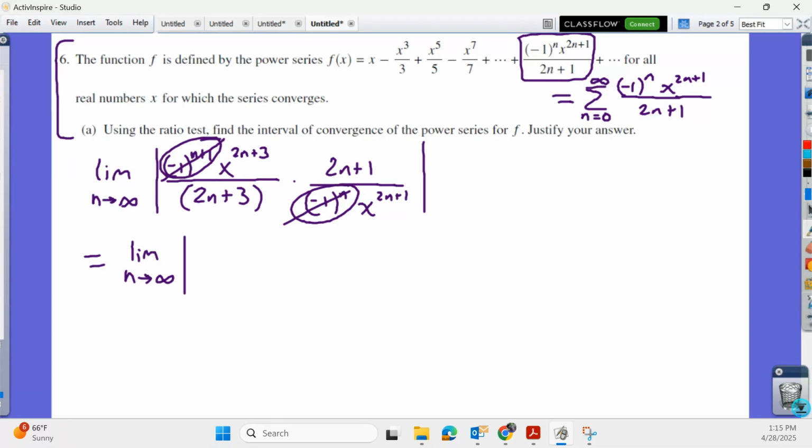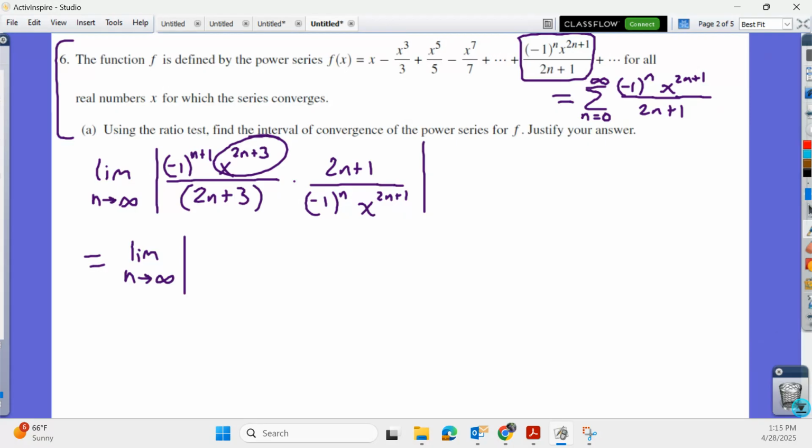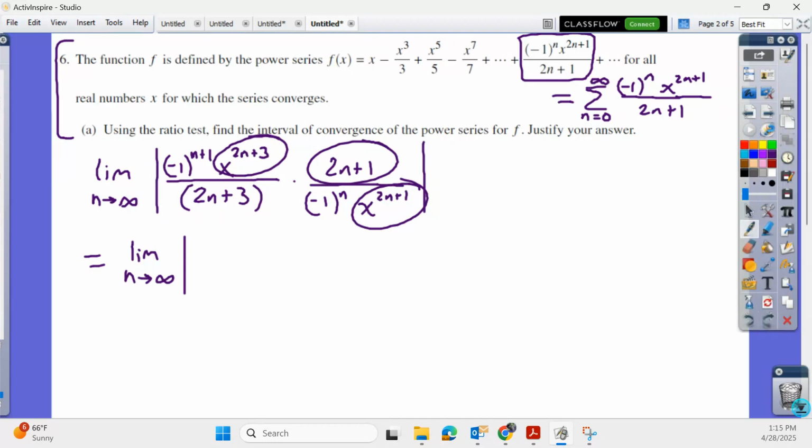Again, you could cross those off because they don't matter, but don't do it in your initial work, like I just said not to do, and then I did it. So I'm just going to leave them out. I know they don't matter. So what's left is x to the 2n plus 3 over x to the 2n plus 1, and 2n plus 1 over 2n plus 3 as factors. So I'm just going to reduce that as I go. If you want to show an intermediate step with the negative ones gone, you can do that.